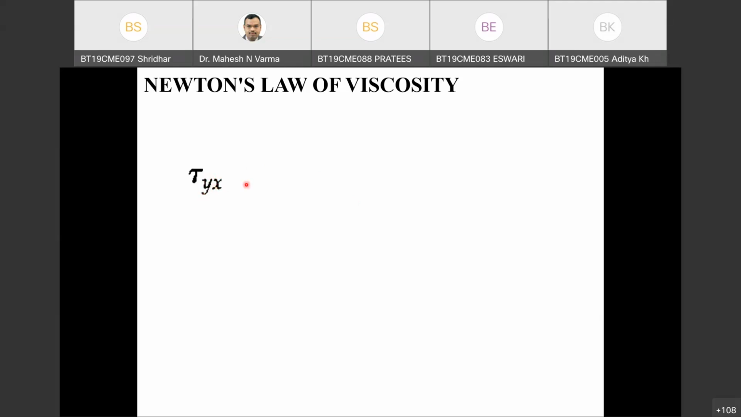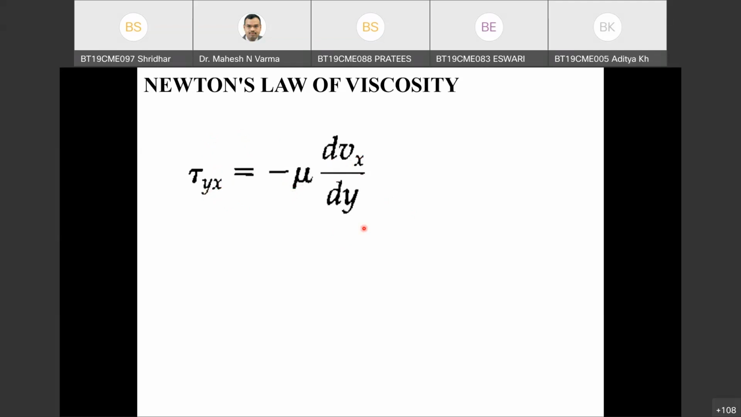So there is a flow in the x direction. There was x velocity, and this velocity is changing in the y direction. If I move in my y direction, at a certain point there was zero velocity, and at a certain point there was maximum velocity. So velocity was changing in the y direction, and this is the Newton's law of viscosity we have discussed: tau yx equals minus mu dvx by dy. This is a very simple equation.